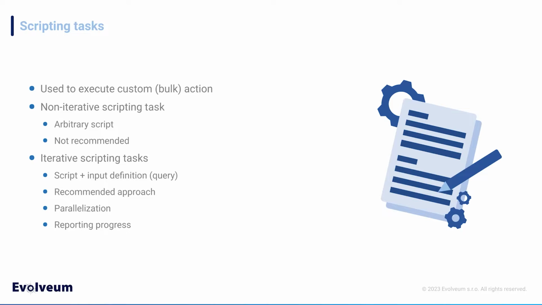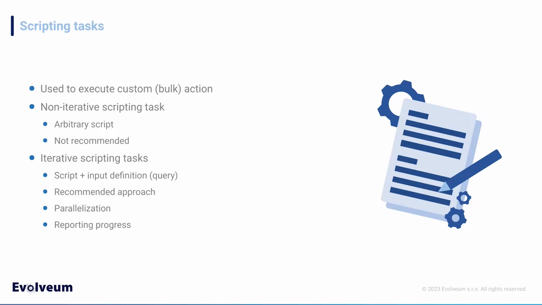And this is the recommended approach because with this split between the input and the script defining what should happen, we can do more with the task. For example, we can run it in parallel because we can separate the input into some parts and then let each worker node execute part of it and then put it together.